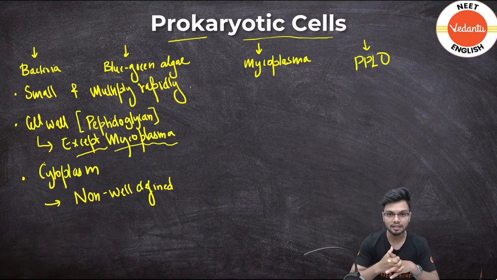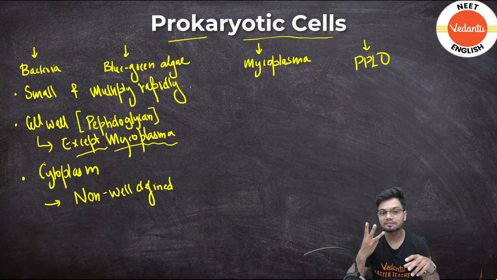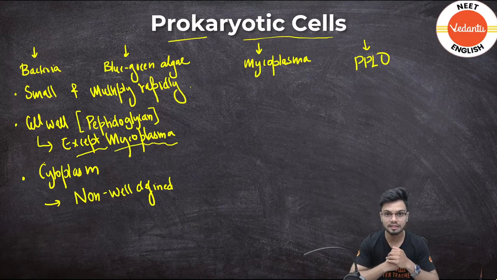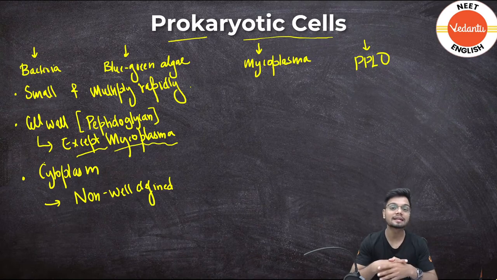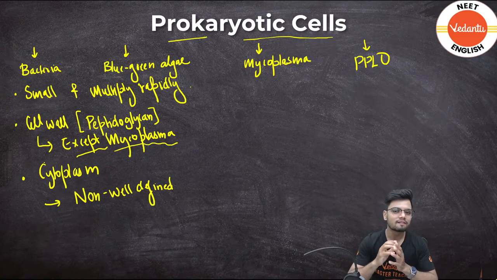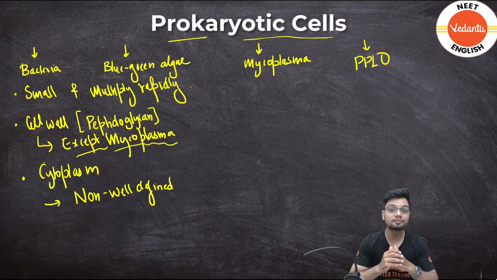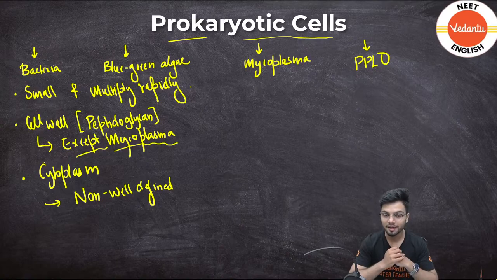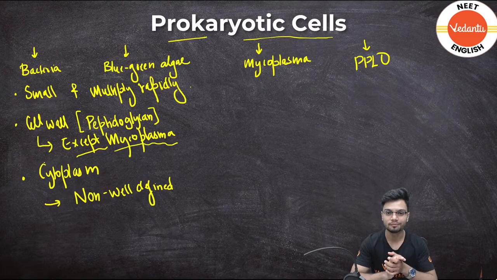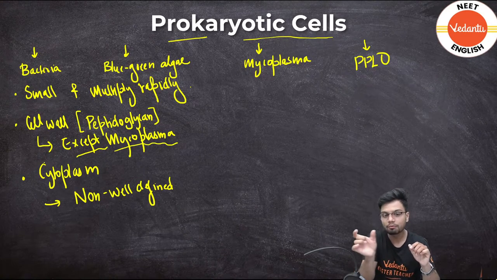Now, in gram staining, if you do the experiment, there are three different stains. The first stain which we add, can anyone in the chat tell me which is the first stain used in gram staining? It is a purple-colored stain called crystal violet. When I say purple and violet, it is actually violet. The first stain is your crystal violet stain.